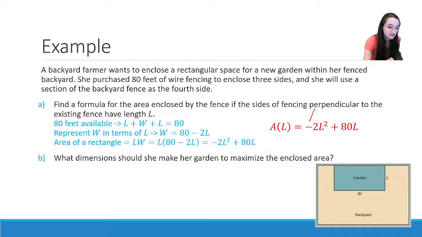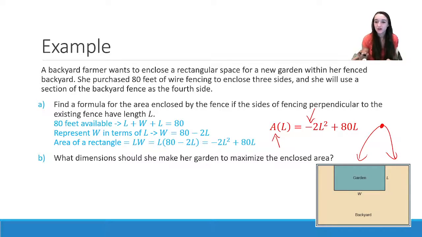And specifically, since it has a negative lowercase a value, that means that our parabola looks something like this. So it has a maximum point, and the output is the area. The output is A, capital A, area.